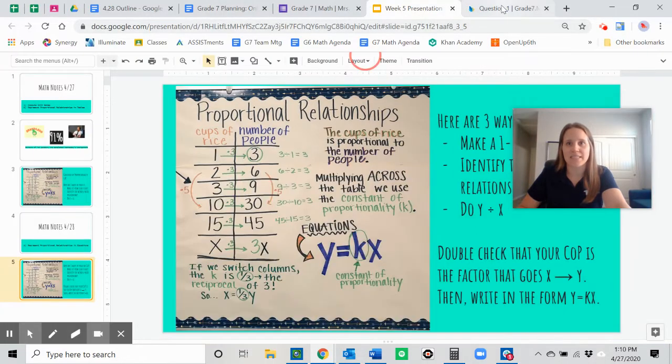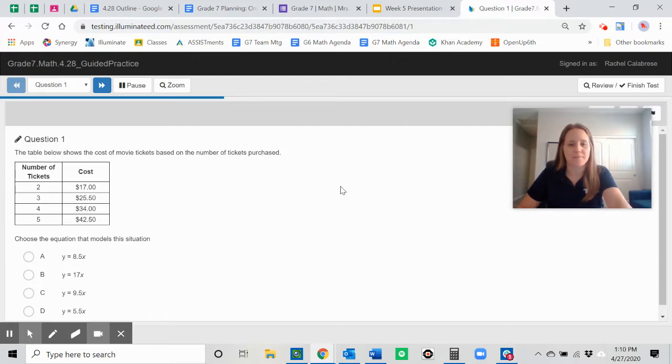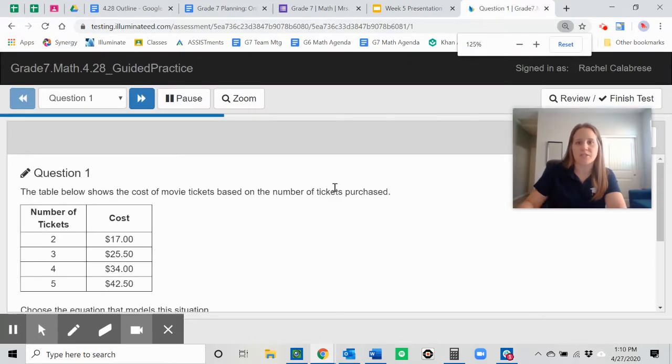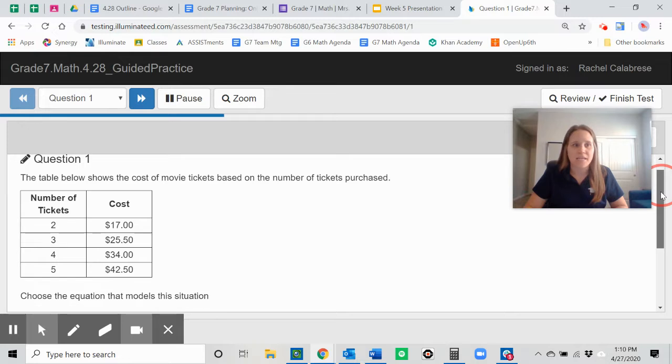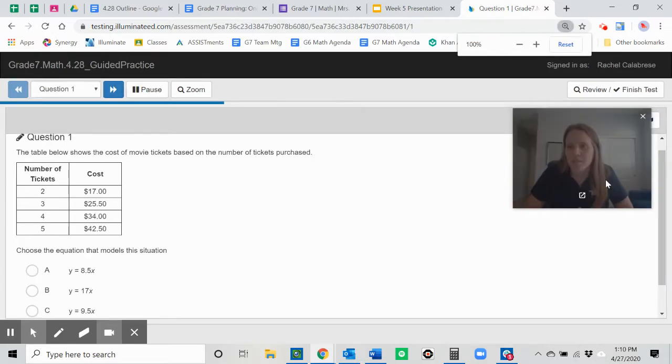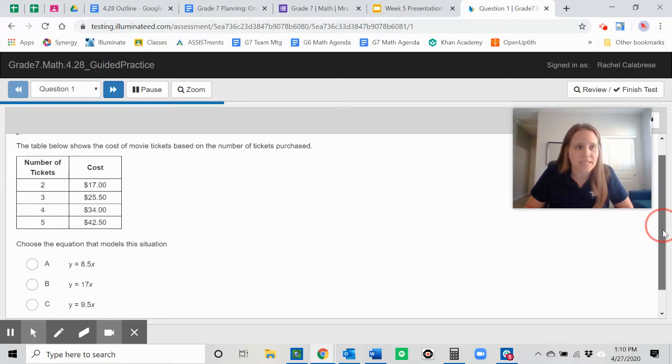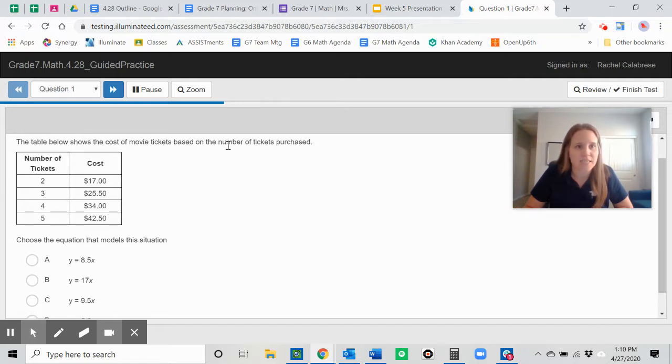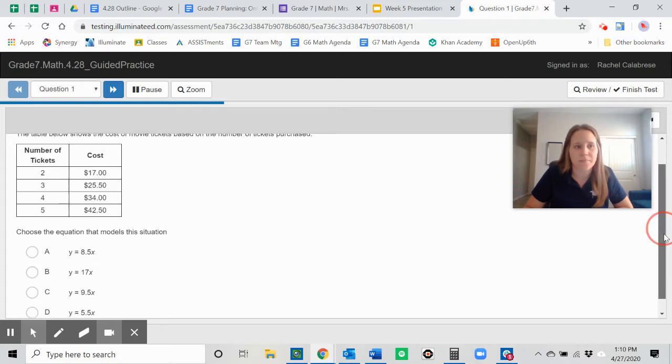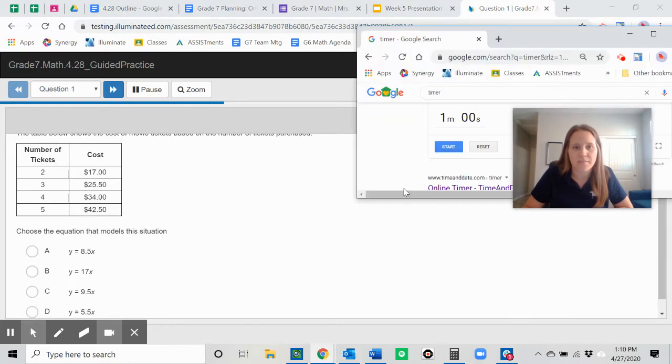Okay, go ahead and set up on your paper question number 1. I'm going to give you just 1 minute to answer this question. You are going to look at the table. It shows the cost of movie tickets based on the number of tickets purchased. You're going to choose the equation that models this situation. Okay, 1 minute is on the clock. Time starts now.